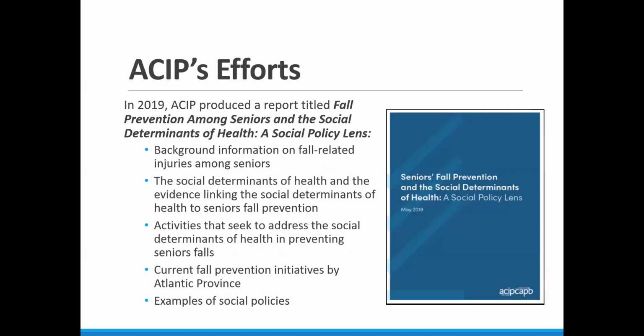So as Sandra mentioned in her opening, ACIP recently released a report titled Fall Prevention Among Seniors and the Social Determinants of Health, and we looked at this through a social policy lens. The slide here gives you a bit of a background around what the report highlights. Our objective was really to use the existing pieces of work in both social determinants of health and fall prevention to build an introductory information base of the prominent social policy links that are between the social determinants of health and fall prevention, so that current and future interventions can take these links into consideration.